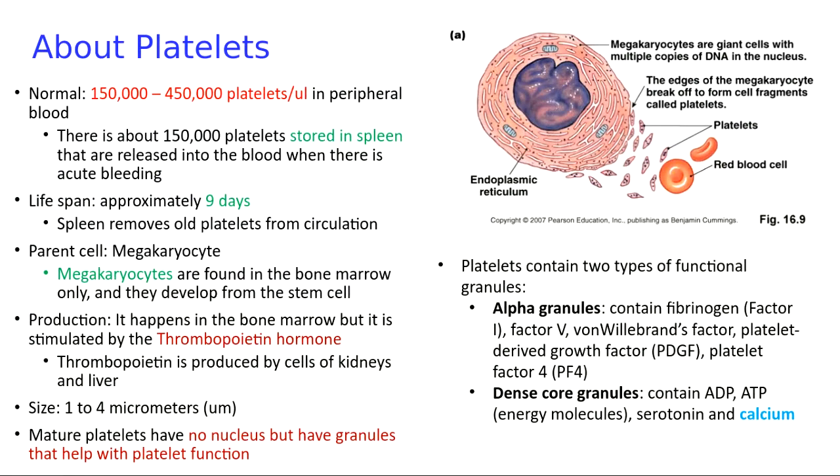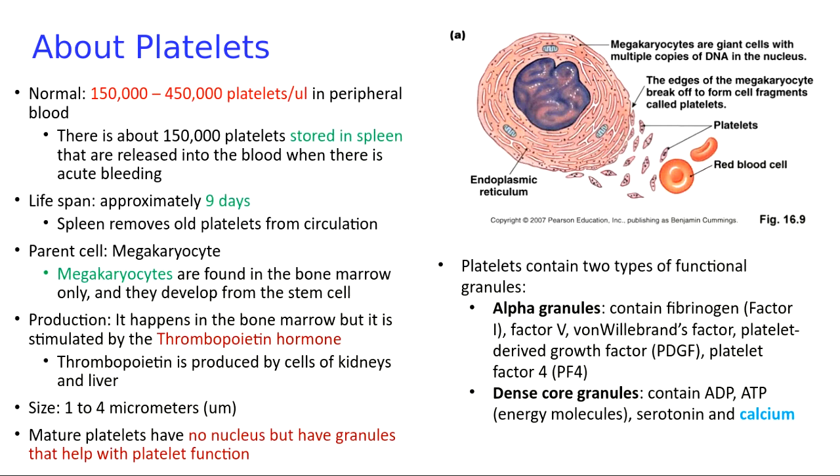Then we have the platelets. The platelets, we mentioned them in the hematology unit. The platelets are made in the bone marrow. We have quite a few platelets per microliter of blood. We have about 150 to 450,000 platelets per microliter of blood. So we have a lot.